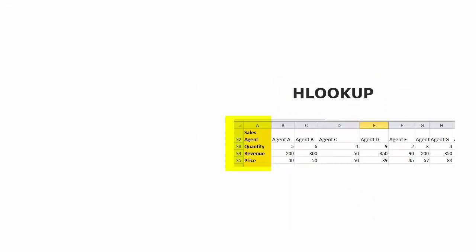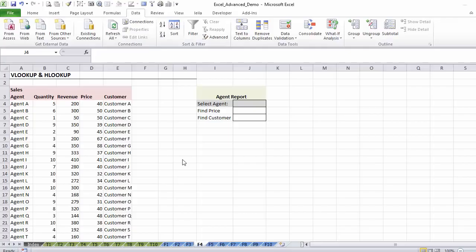So let's have a look at an example for each. For this demo, imagine you've been given a large set of data and you've been told, okay, these are the sales agents, the quantity they sold, the money they got, the price they charged, and their customers. What you'd like to do is to create an overview agent report where you select the agent and you find the price and the customer from this table.